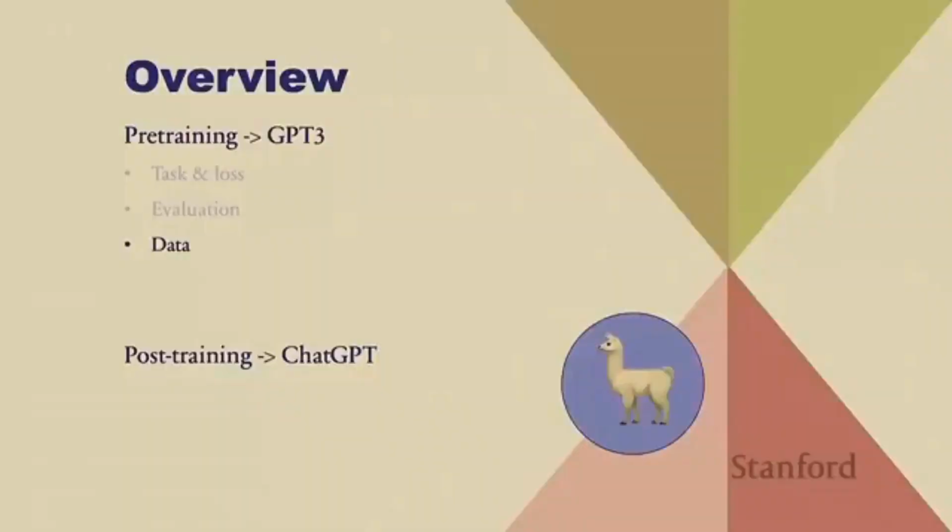There are many other ways of doing it. Train-test contamination, again, is not that important for development, but really important for academic benchmarking. Great. So there are many other challenges, but I'll move on for now. Great. Data.